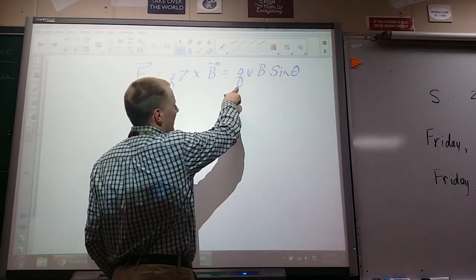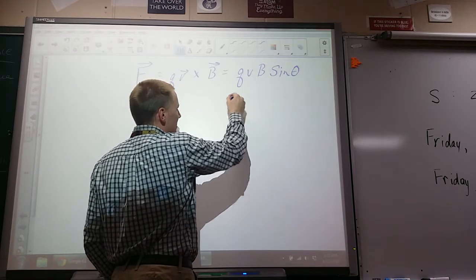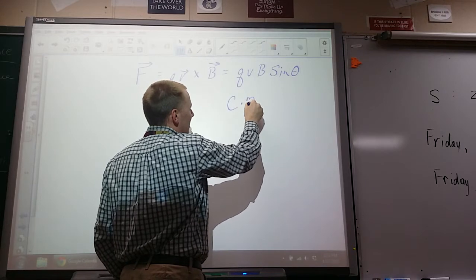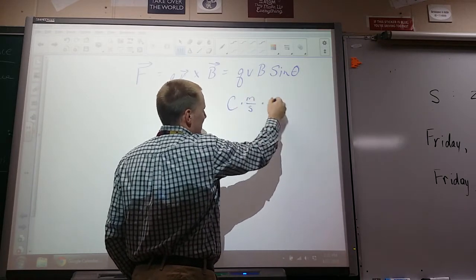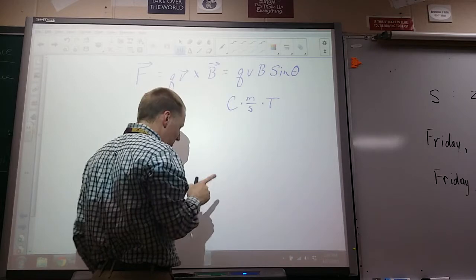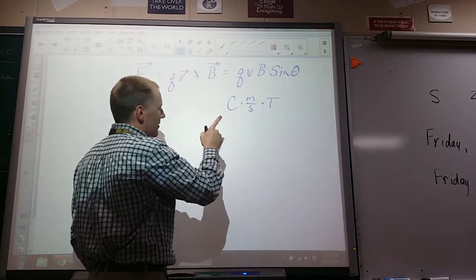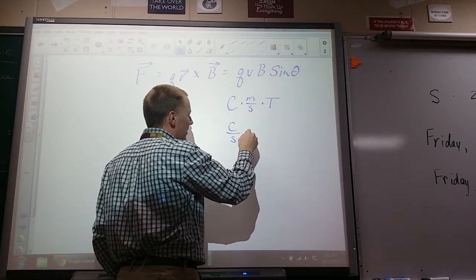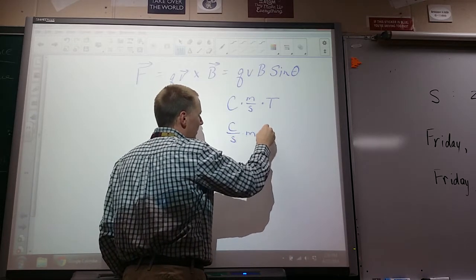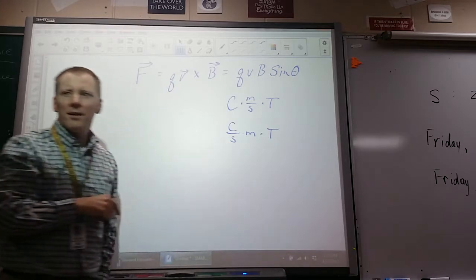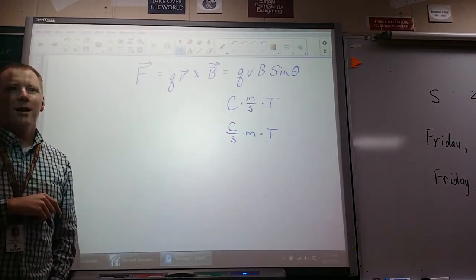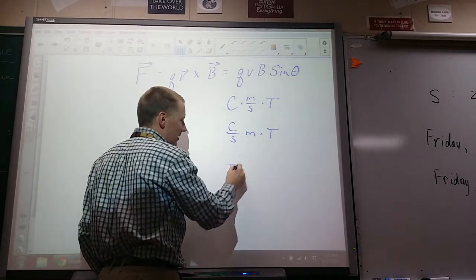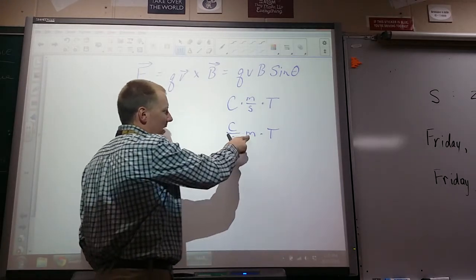What are the units of Q? Coulombs. How about velocity? Meters per second. B is Tesla. Now, I'm going to rearrange these a little. You've seen me do this once or twice before. What is coulombs per second? Not joules. Amps. That's a current. So that could be a current.